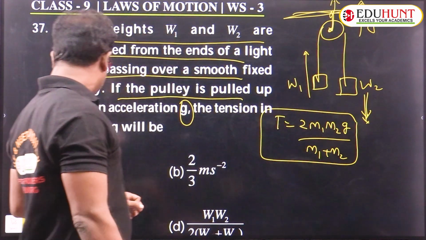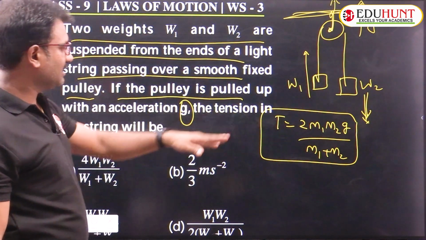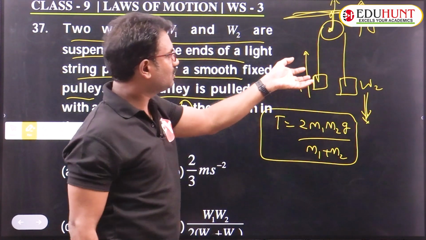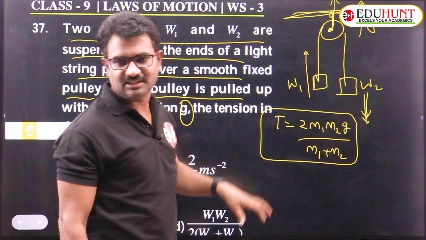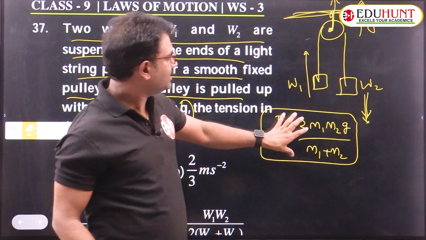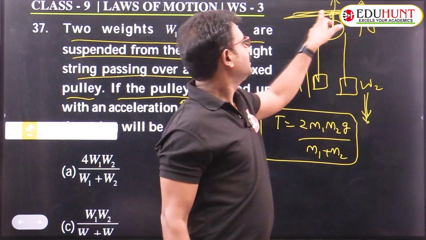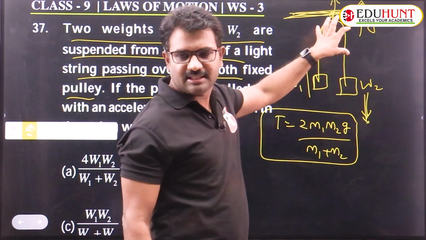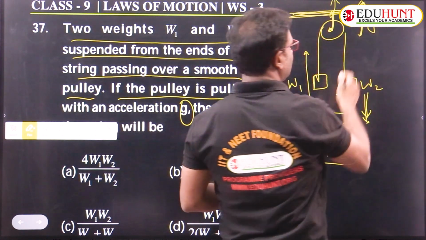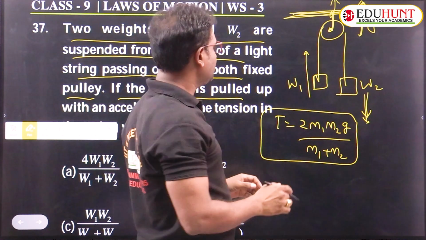But what has happened here? Here m1, m2 means w1, w2, of course. The pulley is pulled up with an acceleration equal to g. In such a case, what is the tension he is asking? So have you got an idea? This is the formula when the pulley is at rest, but here the pulley is moving upwards with an acceleration which is equal to g. So what happens? We have to think now.